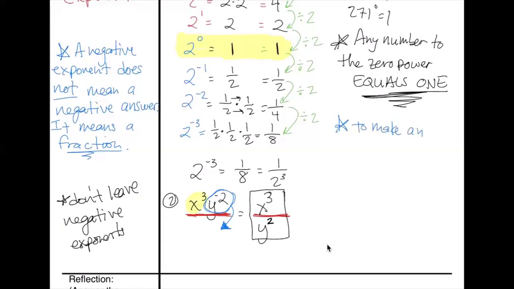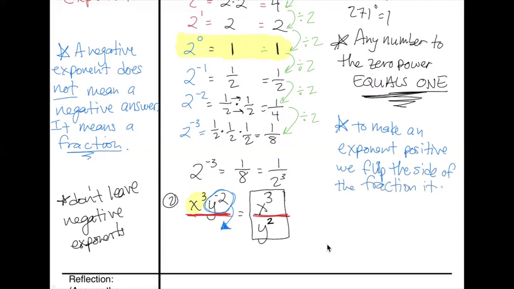To make an exponent positive, we flip the side of the fraction it is on.